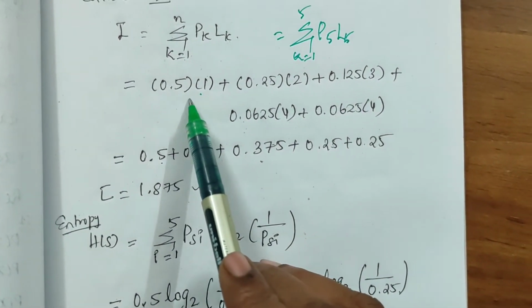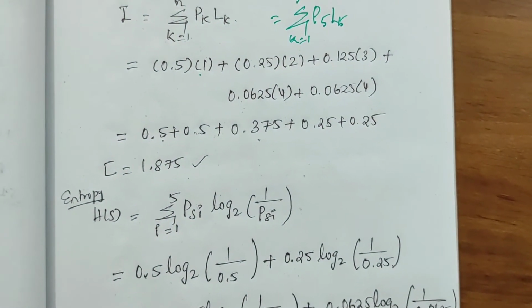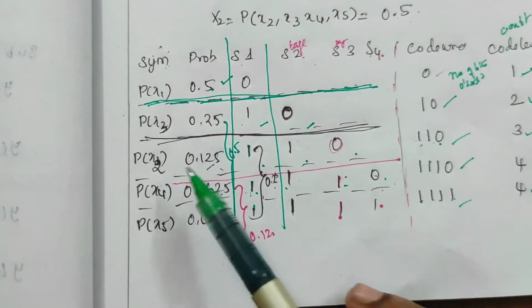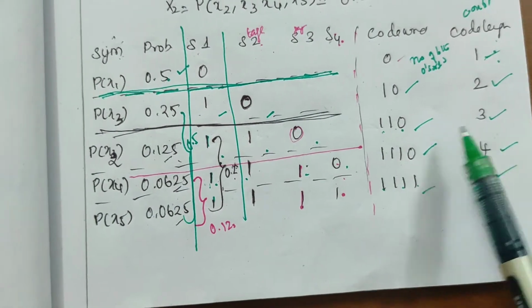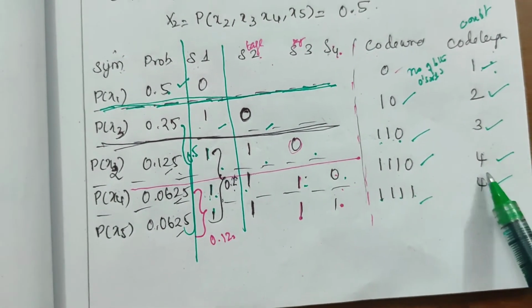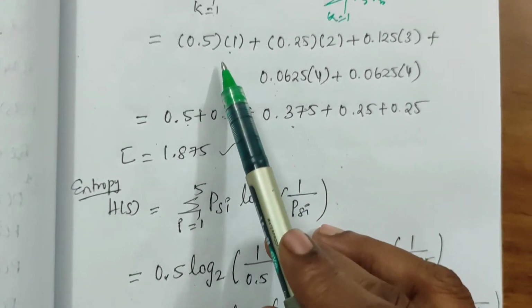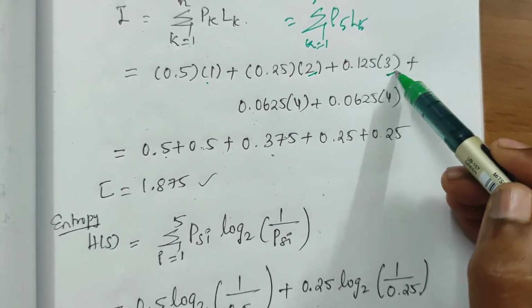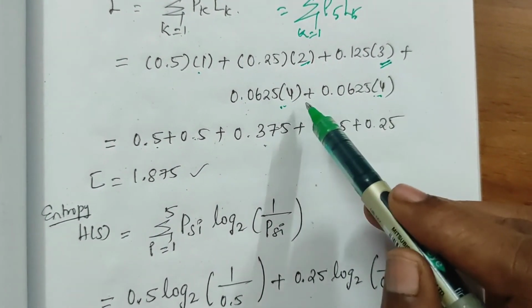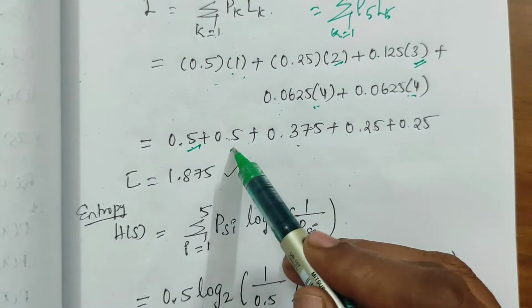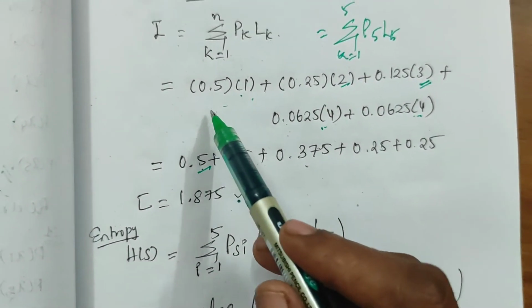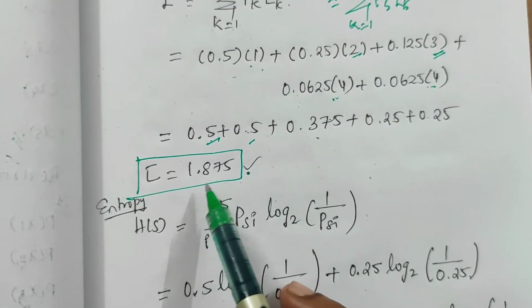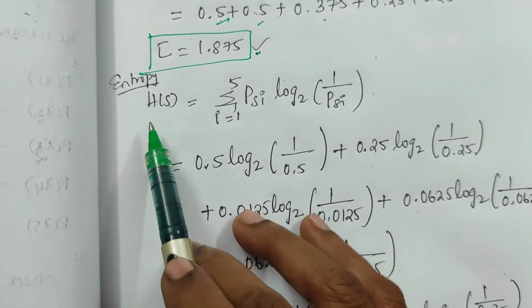For the first case it is 0.5 into 1. For the next case it is 0.25 into 2. For 0.125 the code length is 3, and for 0.0625 it is 4. So 0.5 is multiplied by 1, here the code length is 2, here it is 3, and for the last two it is 4. Multiply and add all the values, and finally you have your L bar. Keep this aside. Next step is to find the entropy.